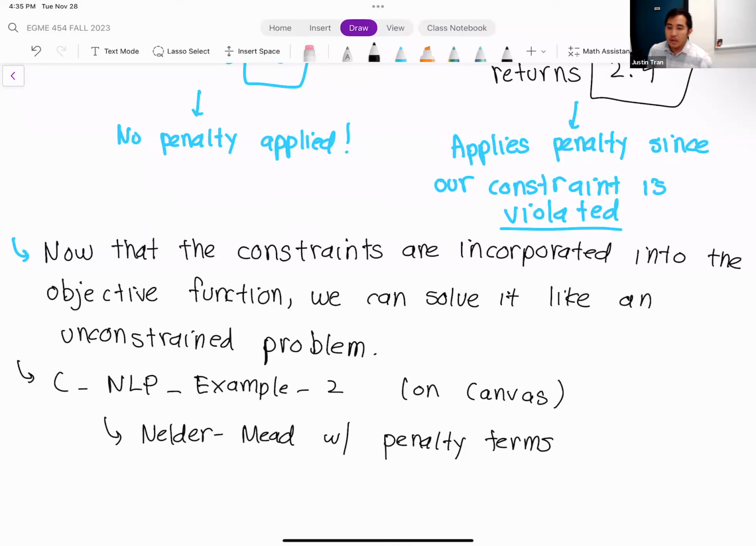Okay. Except that the only difference is that we're going to add penalty terms associated with our constraints. All right. So let's go ahead and take a look at that.